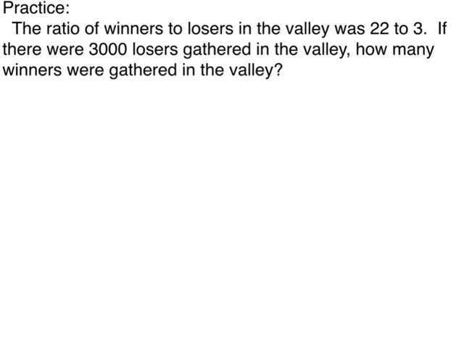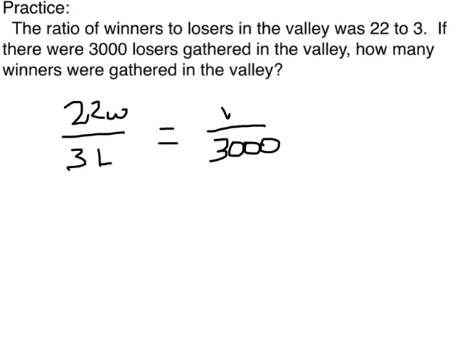Alright, your practice problem says the ratio of winners to losers in the valley was 22 to 3. 22 is winners, and 3 is losers. If there were 3,000 losers gathered in the valley, how many winners were gathered there? Now I've got 3 stands for losers, 3,000 stands for losers, 22 stands for winners, and here that's the unknown.